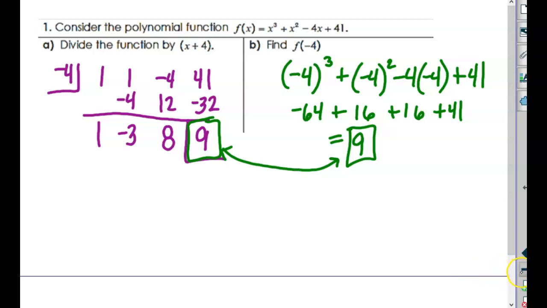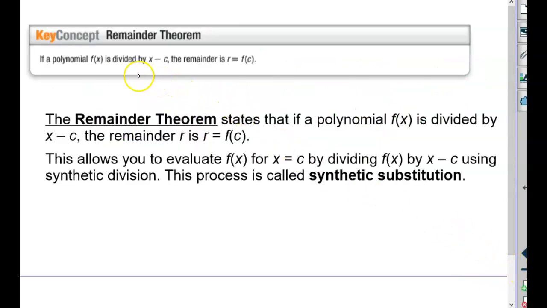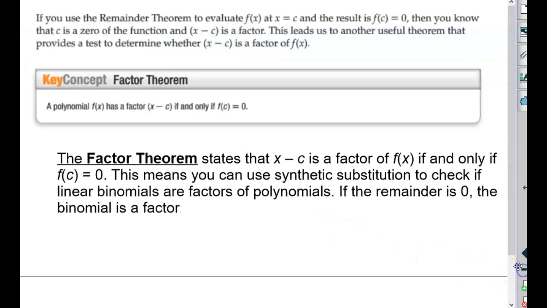Let's see, I think the next slide has us write some notes about that. It says if a polynomial is divided by x minus c, the remainder is the same as putting c into the function, okay? This process is called synthetic substitution. It allows you to do synthetic division instead of plugging it in, or the other way around. If you use the remainder theorem to evaluate a function at c and the result is 0, that means there's no remainder. It means x minus c is a factor, meaning it goes in evenly.